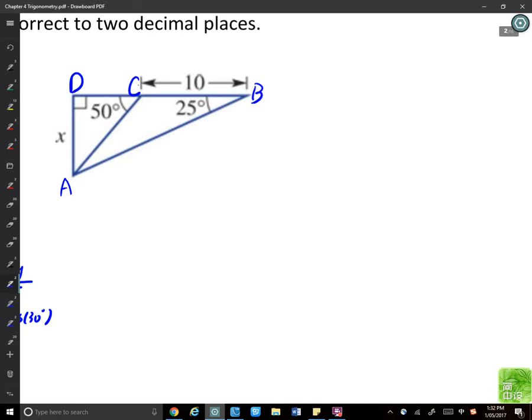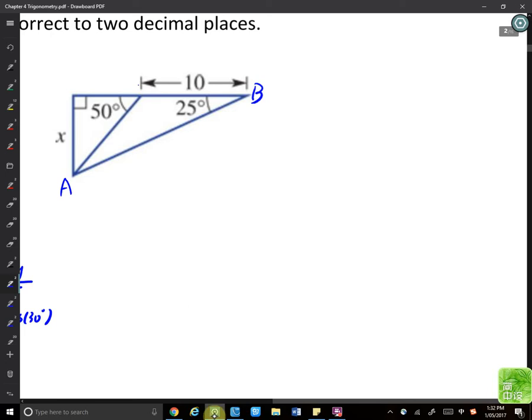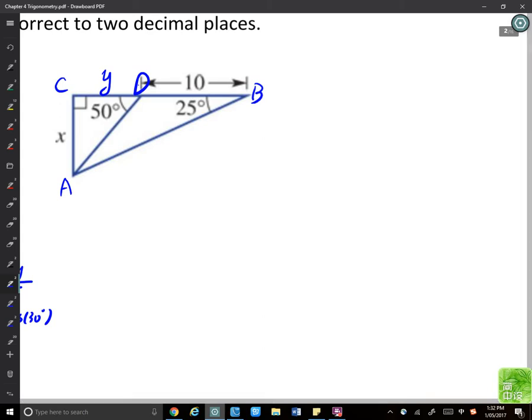Let's say if I know this y value, can I know the value of x? If I know y plus 10 equals to what? Let's say that's C, D. And I will know this opposite y, right? Opposite to 25 degrees. And in the triangle ACD, can I find the y value? I can't really find the y value, but I can have a representation of y in terms of x. Is that correct?